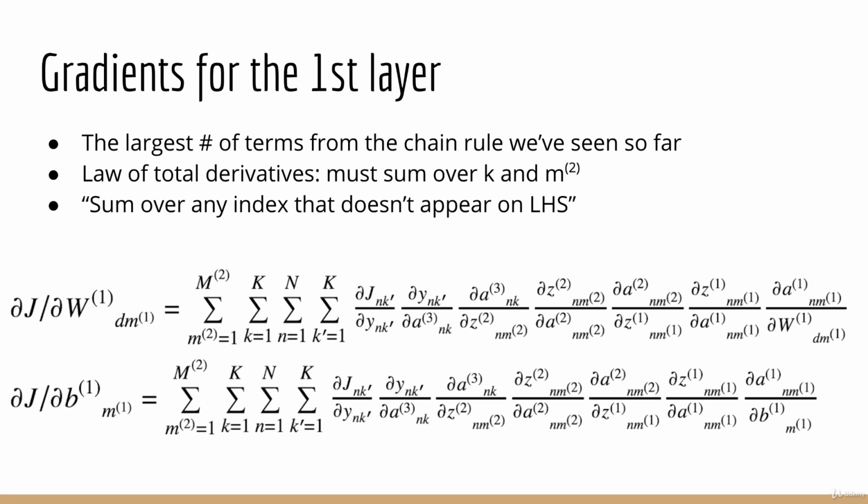The most important part of this is that we have to remember the law of total derivatives once again. In particular, not only do we have to sum over k, we also have to sum over m2. Basically, you can think of this as you have to sum over any index that does not appear on the left-hand side. And since D and M1 are what appear on the left-hand side, we have to sum over every other index, which in this case are M2 and K.